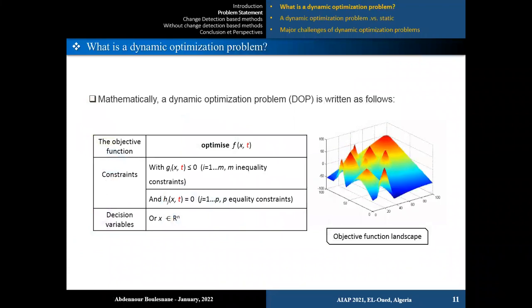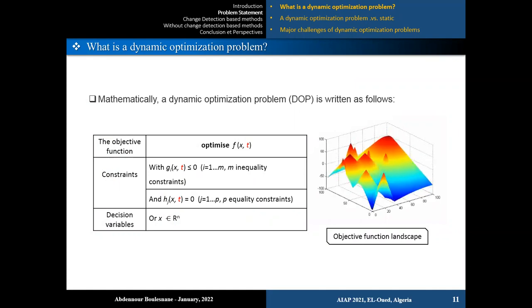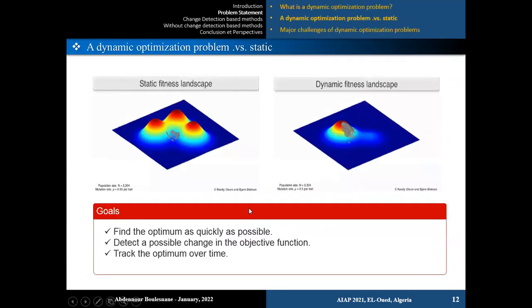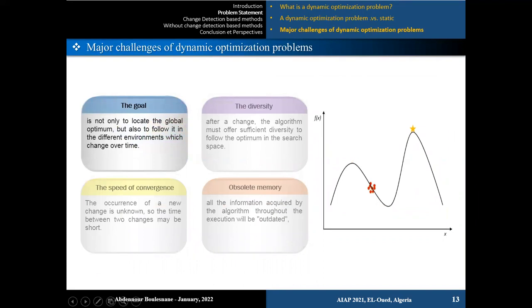So what is a dynamic optimization problem? Mathematically, and by comparison with static optimization, a dynamic optimization problem is written in the following form. Optimize the objective function f, which can change over time at instant t, with constraints which can also change over time. The goal here is not only to find the global optimum, but to follow it as faithfully as possible over time. The major challenge of dynamic optimization is that the objective of a dynamic optimization algorithm is not only to find the global optimum, but also to follow it in the search space during the time.